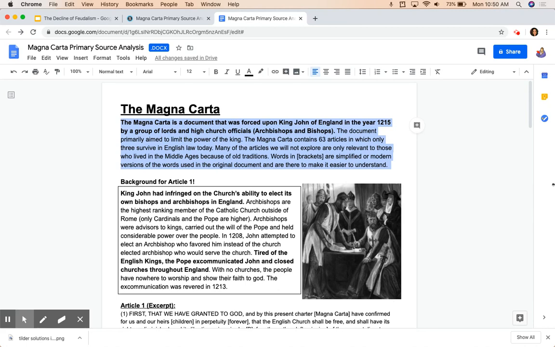Many of the articles we will not explore are only relevant to those who lived in the Middle Ages because of those older traditions. So as you guys are reading the excerpts, meaning the actual words, the actual phrases that are used in the document, you will see words in brackets. Those are simply simplified or modern versions of the words used in the original document, and they're there to make it easier to understand for you guys.